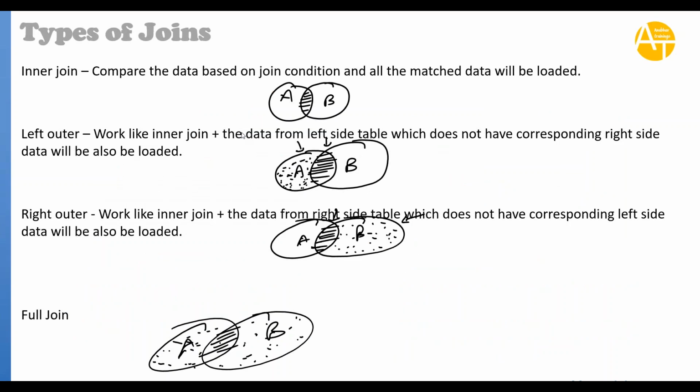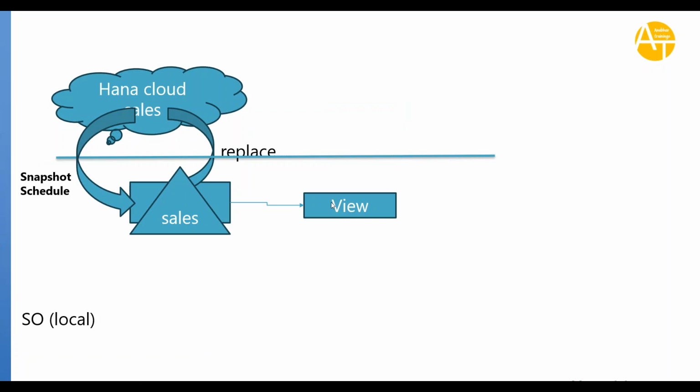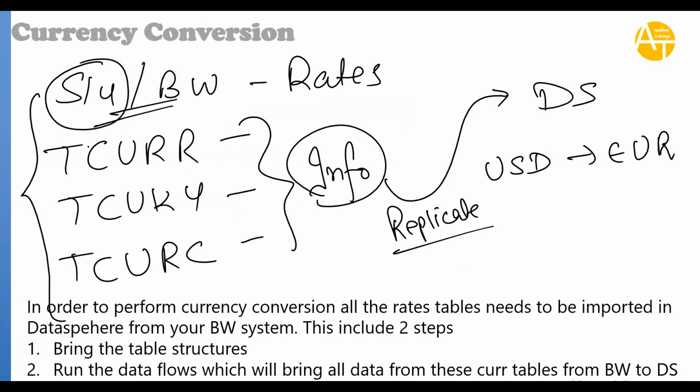Then we talked about the concept of joins, also bringing in our remote table for business partner as an association, as well as the remote table to join the data with sales order item. We have seen how to take a snapshot or schedule the snapshot automatically. We talked about types of joins and also unions. Then we discussed the process for currency conversion.